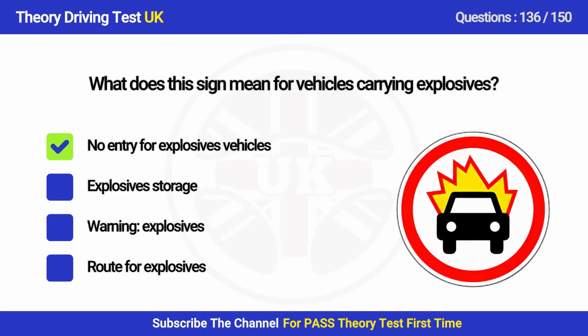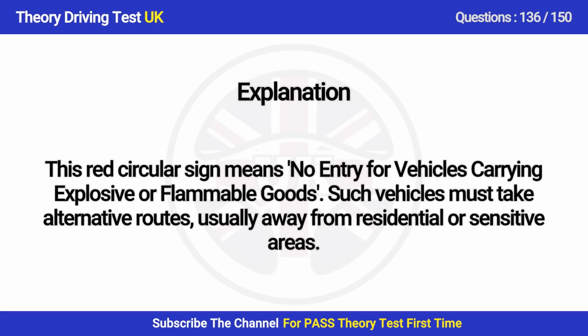Answer is A. No entry for explosives vehicles. This red circular sign means no entry for vehicles carrying explosive or flammable goods. Such vehicles must take alternative routes, usually away from residential or sensitive areas.